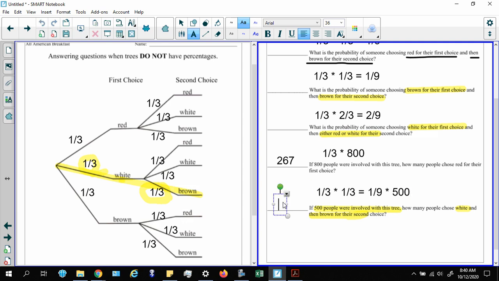And we're going to get a decimal. So I'm just going to go ahead and round to the nearest whole, which is 56 people. All right.